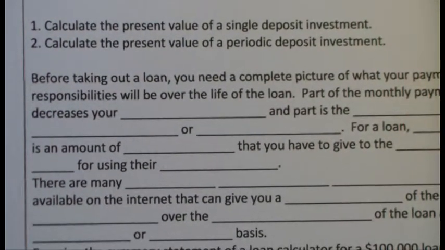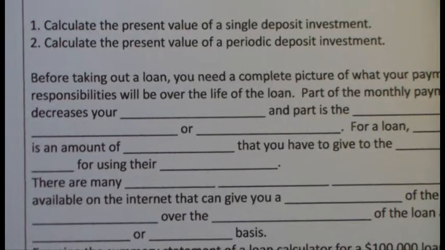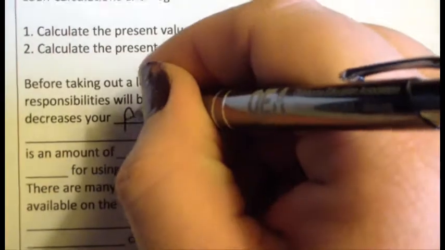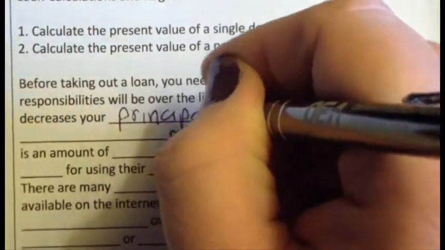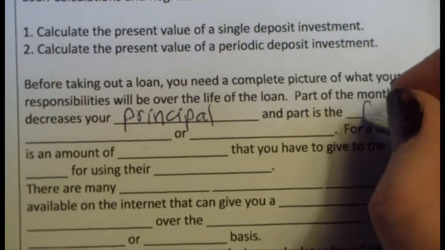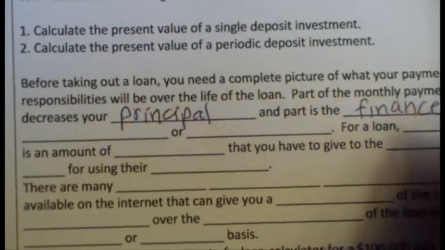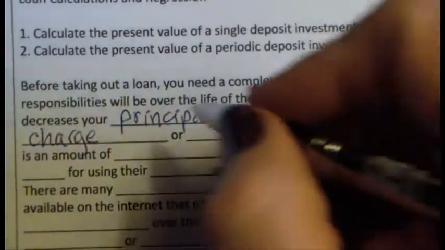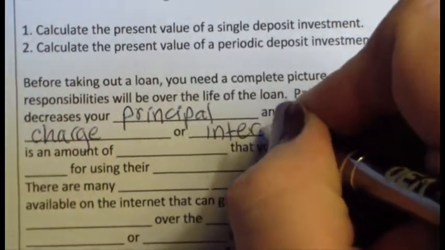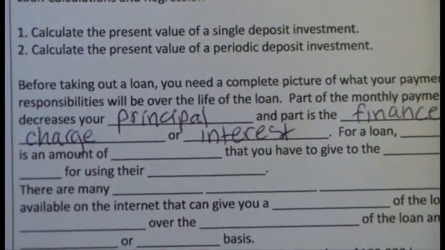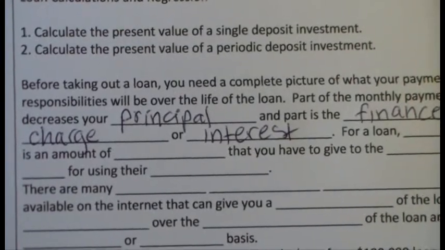Before taking out a loan, you need a complete picture of what your payment responsibilities will be over the life of the loan. Part of your monthly payment decreases your principal, and part is the finance charge, or interest. So your monthly payment makes up 2 parts. Part of what you pay goes towards principal, part of what you pay goes towards your finance charge.